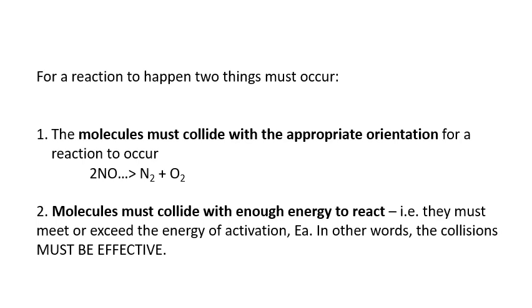What does that mean? Let us consider this equation, that is 2NO gives N2 plus O2. For this reaction to occur, suppose we have the orientation like this. Okay, and then oxygen and oxygen and nitrogen in the right orientation. And then we will get the product N2 and O2. But if the orientation of nitrogen and oxygen is like this, no reaction will occur.